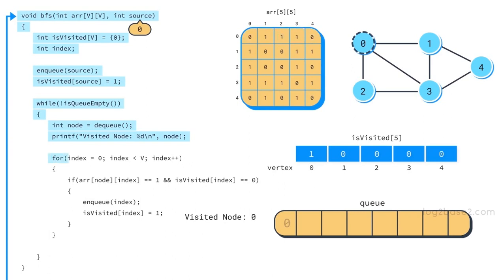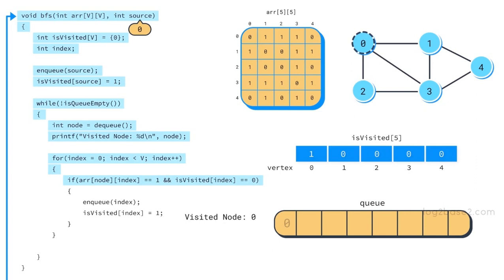We have for index equal to 0, index less than v, index plus plus. In the first iteration, index is equal to 0. Next we have if ARR of node index equal to 1, that is, whether index is a neighbor or not, and isVisited of index equal to 0, that is, we are checking if it is already visited. So if index is a neighbor of node and it is not already visited, we have to add it to the queue and make it visited.